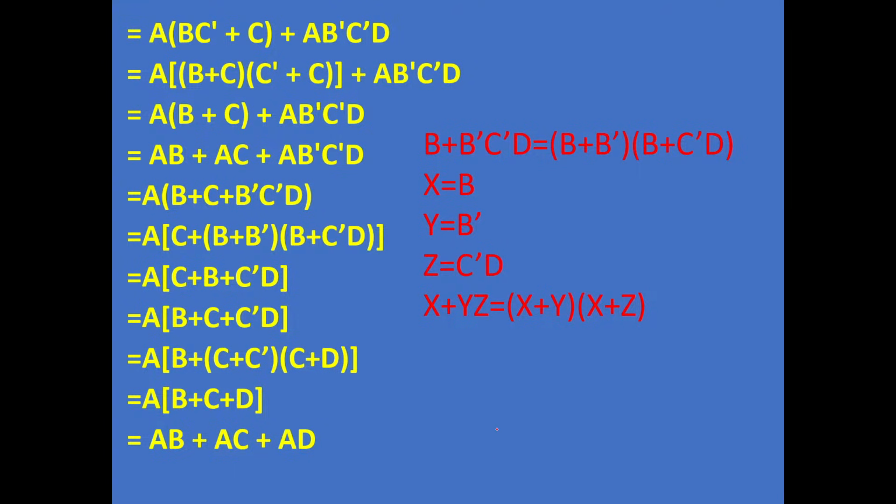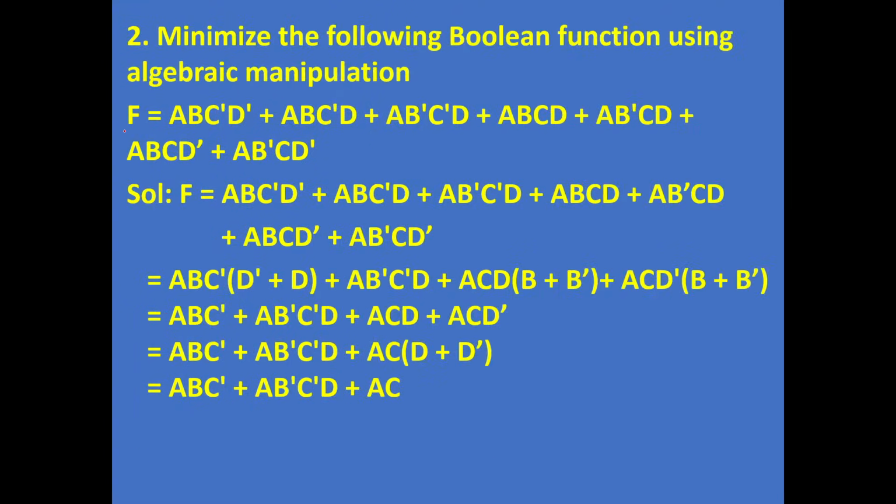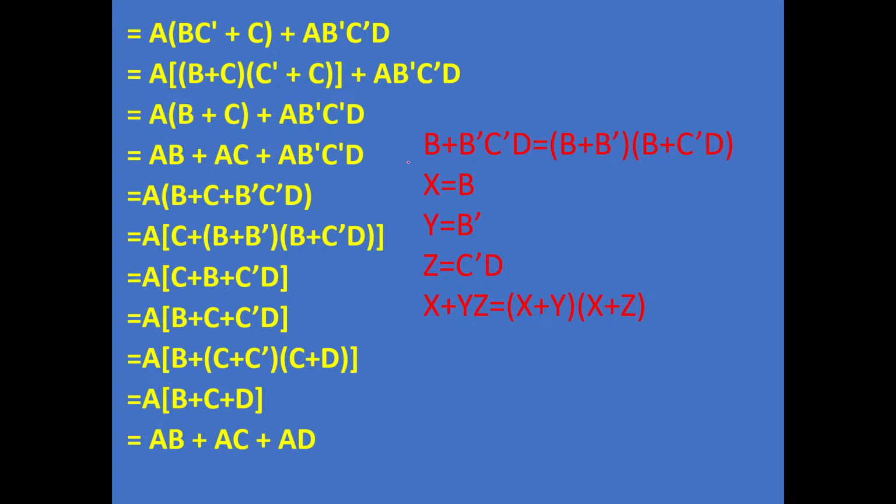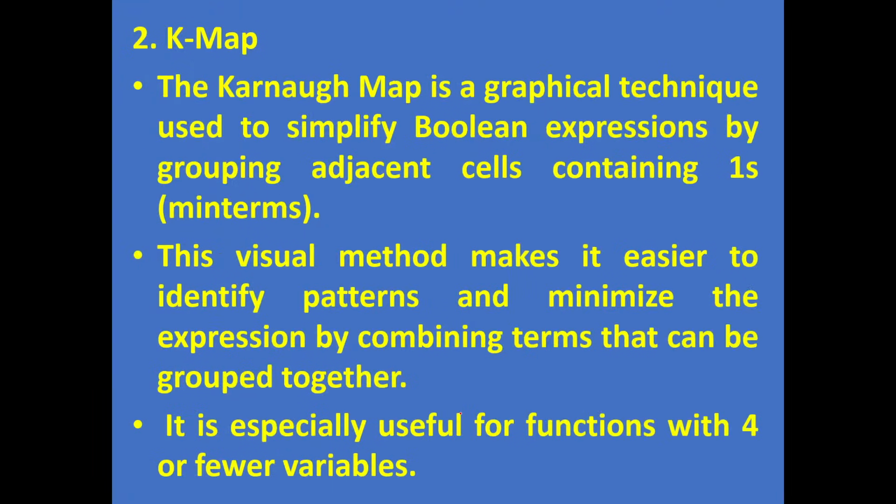So if you see here, this was the expression, which was a big expression. Now we have reduced it. So you can write F here. F is equal to what now? F is equal to AB plus AC plus AD. So shall I proceed? Yes. Okay, then I'll proceed. Now we have solved two numerical problems using Boolean expression.